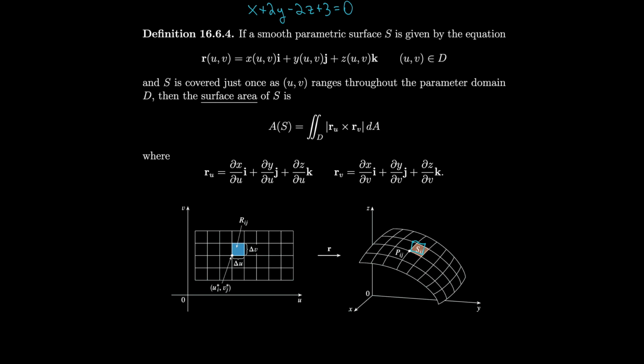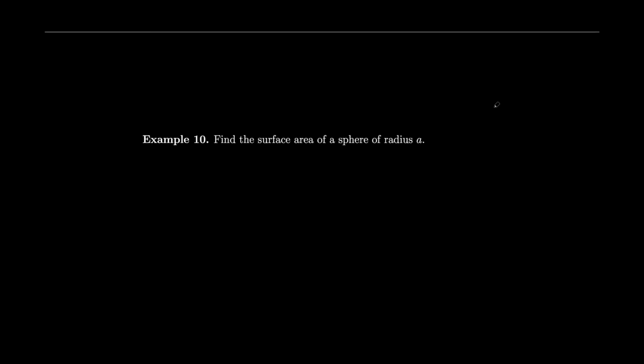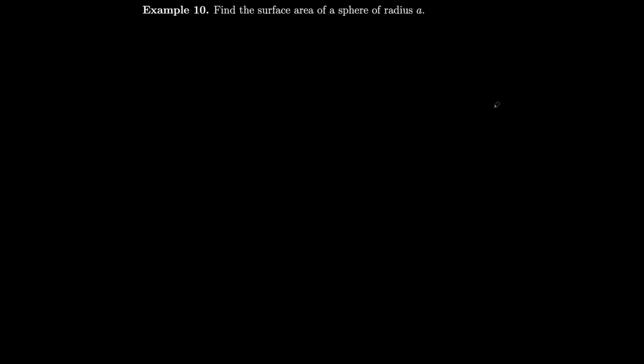And this is very similar to the way that we found the length of a curve by taking the length of r prime and then adding up all those little pieces. So parametric surfaces are very similar to parametric curves. So how about we do an example of that by finding the surface area of a sphere of radius a.